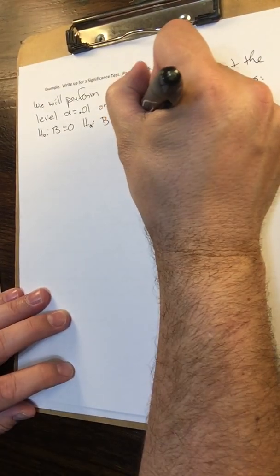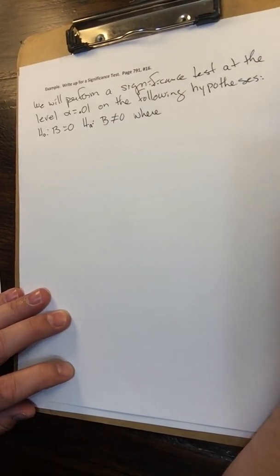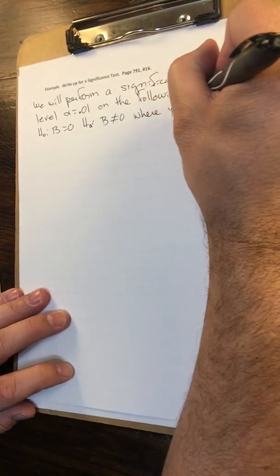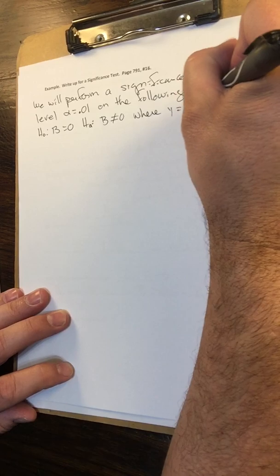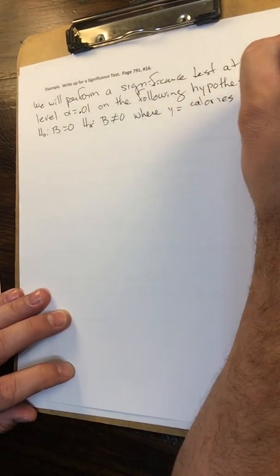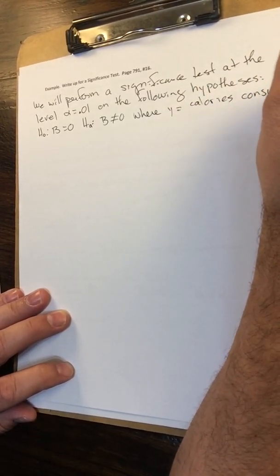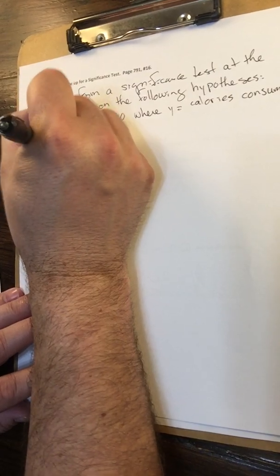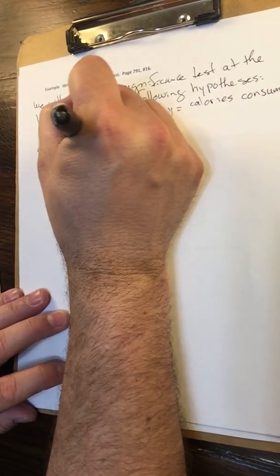Okay, here's where I bring the population in, or the story, where y equals calories consumed and x equals time at the table.